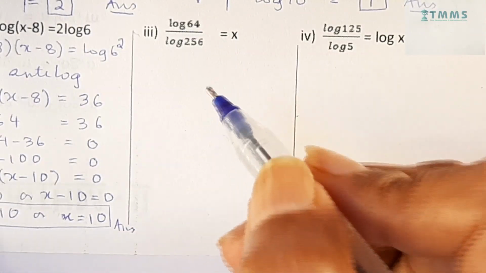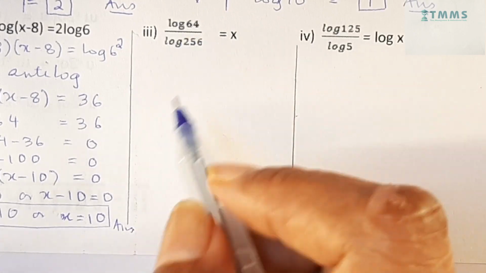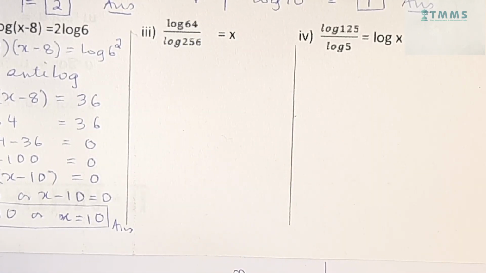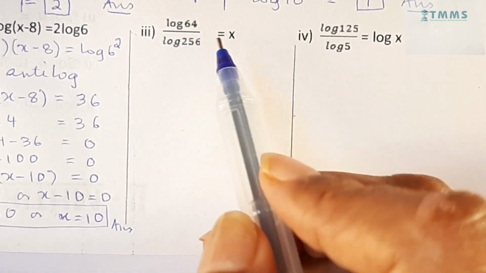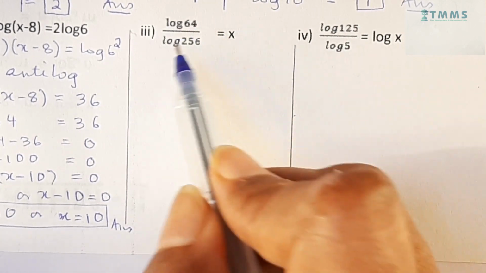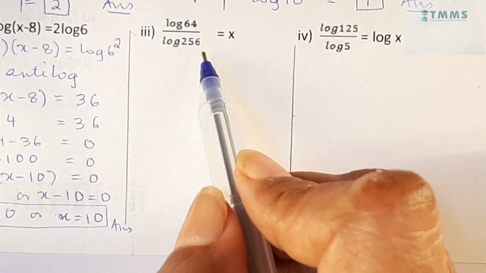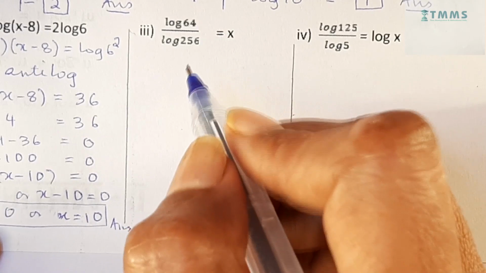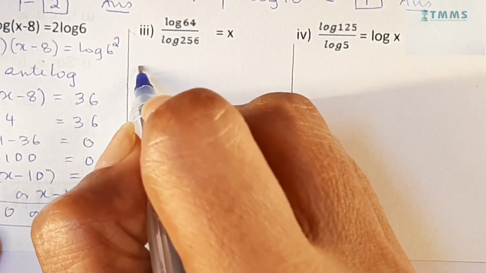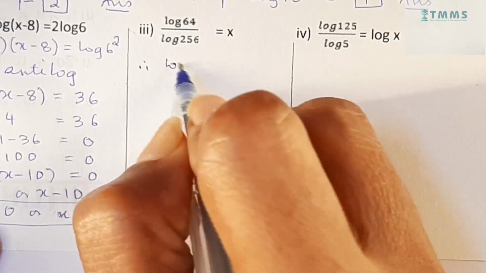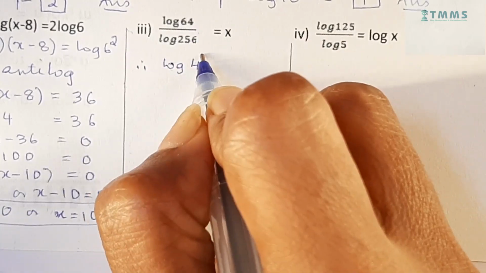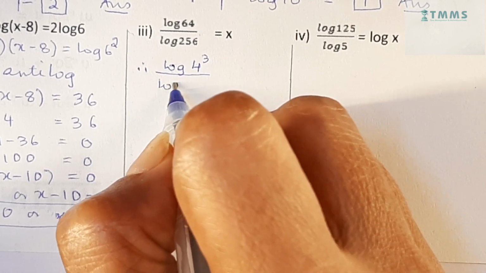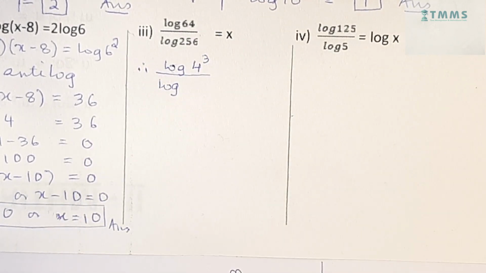Now let us look at the third question. Log of 64 upon log of 256, and that is equal to x. Now we don't have any rule which says log of something divided by log of something equal to something. So we do not have that law. And so what we are going to do is we are going to write this as log of 4 cube, and here I'm writing it as log of 256.